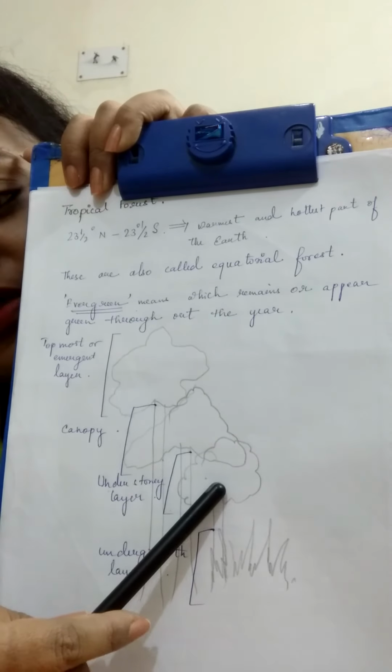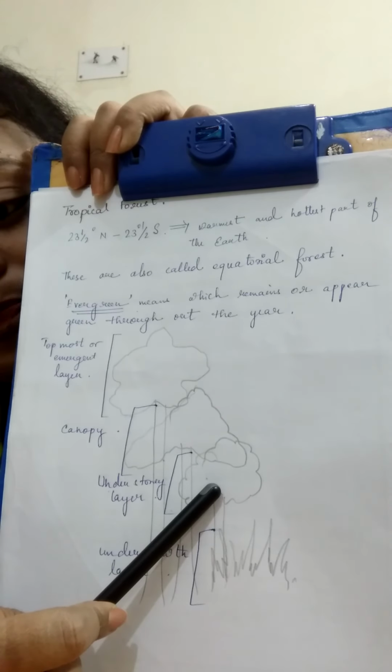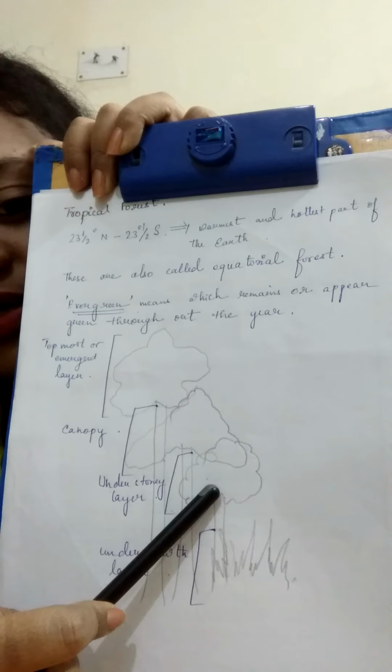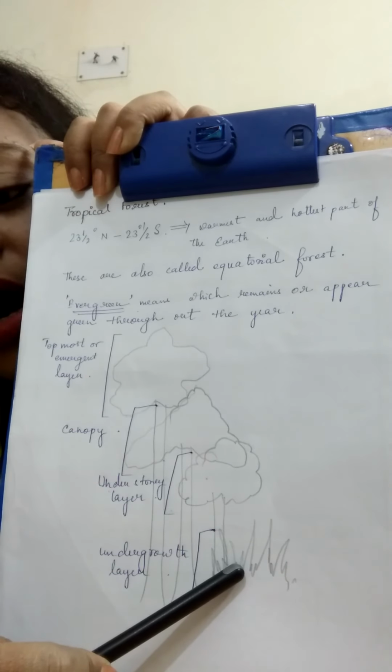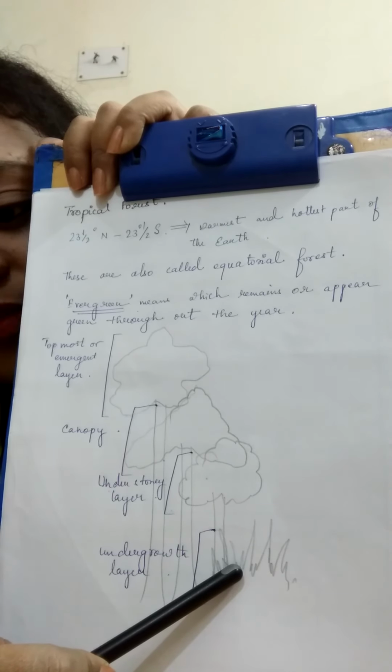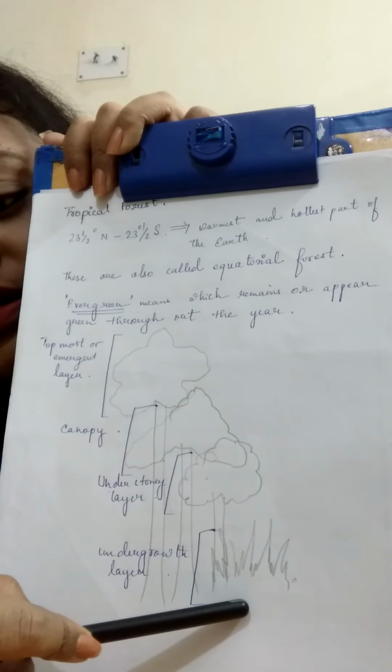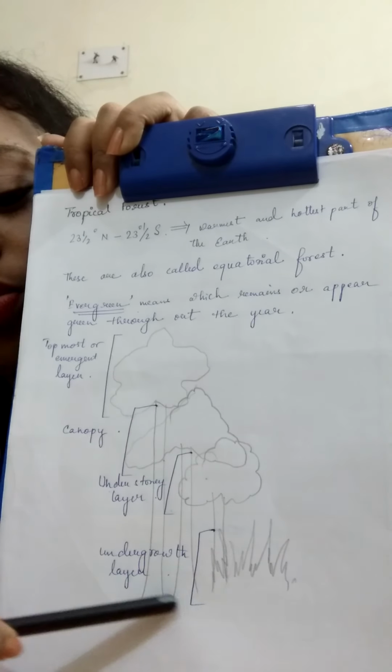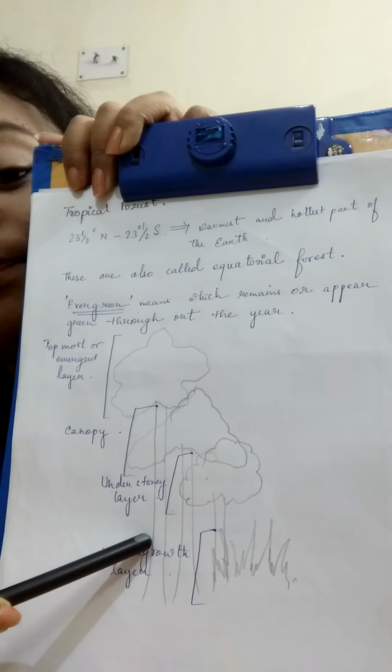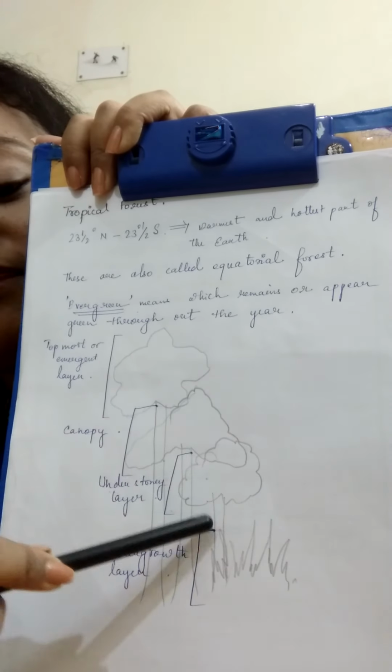Then the next layer is the understory layer, which is very moist and dark. And the last one is the undergrowth layer, which does not receive a single ray of sunlight, and the growth quality of the plants is very poor. So these are the 4 layers.